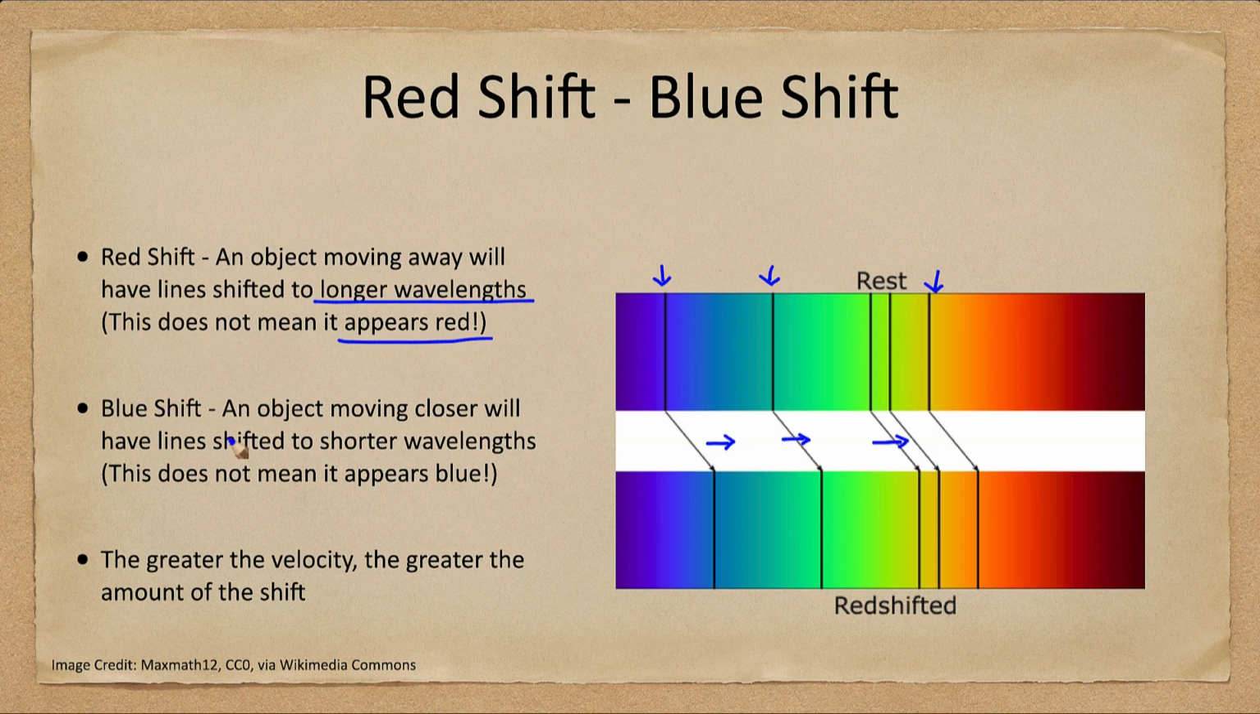In a blue shift, an object moving closer will be shifted towards shorter wavelengths. Again, it does not appear blue. And in fact, for the most part, the shifts are so small that the color change would be insignificant. But the wavelength change is what is important, and that is what will allow us to determine the velocity. And the greater that velocity, the greater the amount of the shift. So while you could technically shift blue light into the red portion of the spectrum, it takes incredibly high velocities, large fractions of the speed of light, to be able to get a shift of that size.